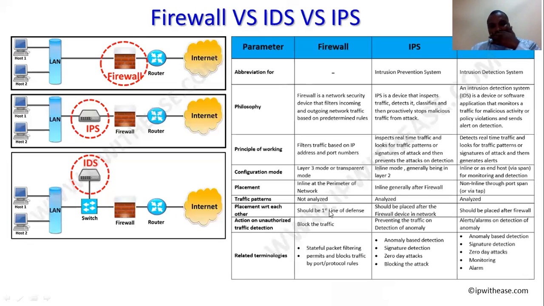So some of the related terms are here. For the firewalls, we talk about stateful packet filtering. We talk about permit or block traffic, by port or protocols. These are some of the things we talk about when we look at firewall. But for the IPS or IDS, we talk about anomaly-based detection, which I've also explained a little bit, signature-based detection, which I've also explained a little bit, and misuse detection. Okay. We also have another thing called zero-day attack.